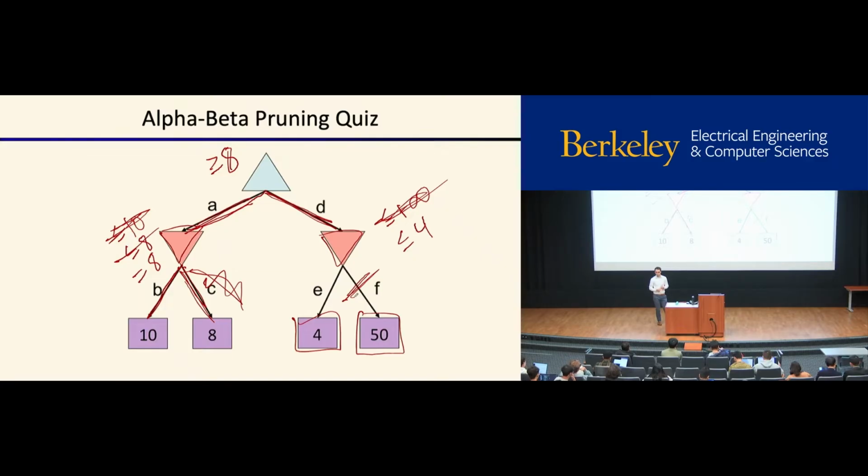Questions on this so far? Yeah? Is there a way to reduce your initial bound from infinity to like some maximum that's smaller? Well, let's think about that.